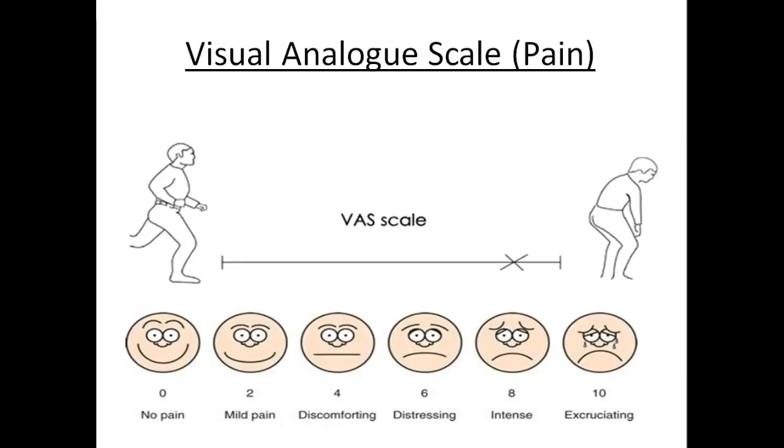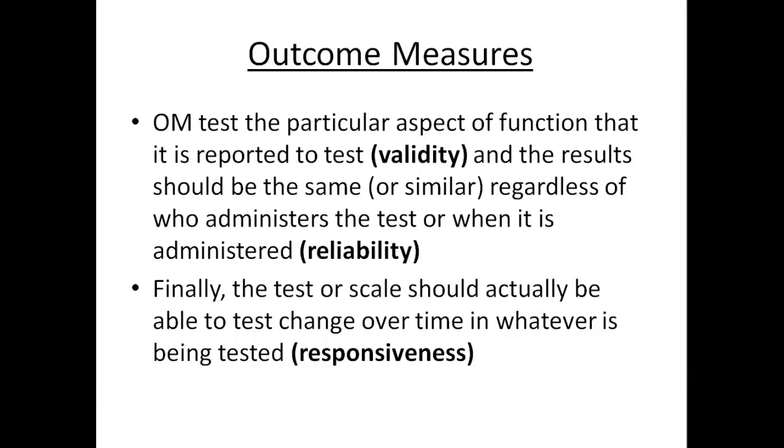So for example, pain here, we've got the visual analog scale of pain, where we've got 10 centimeters here, and they mark where they're getting their pain. So that's roughly about an 8.5 out of 10. Or we could use the numerical rating scale, from 0 to 10. Very subjective.